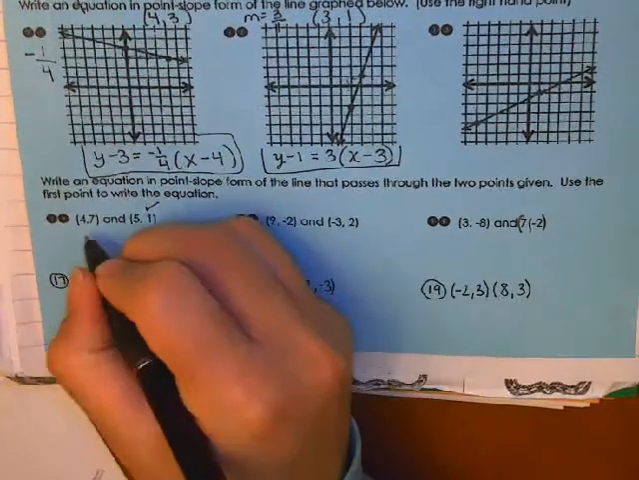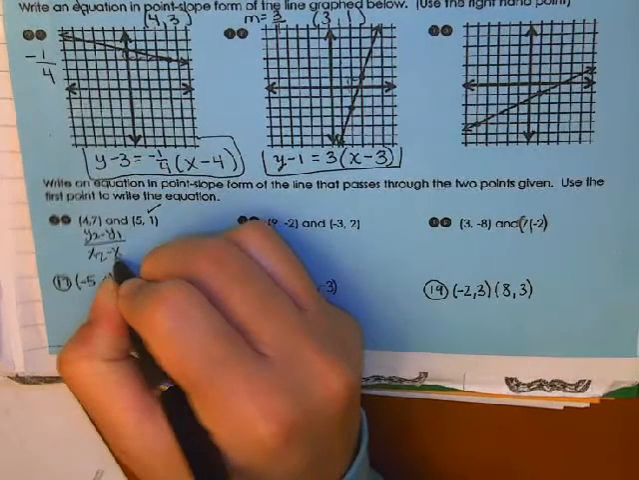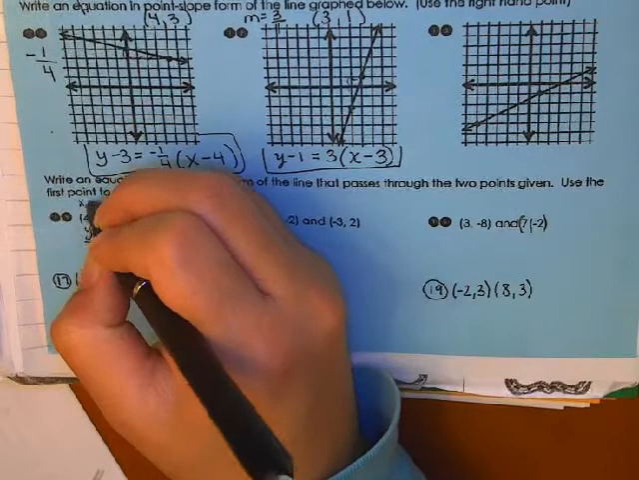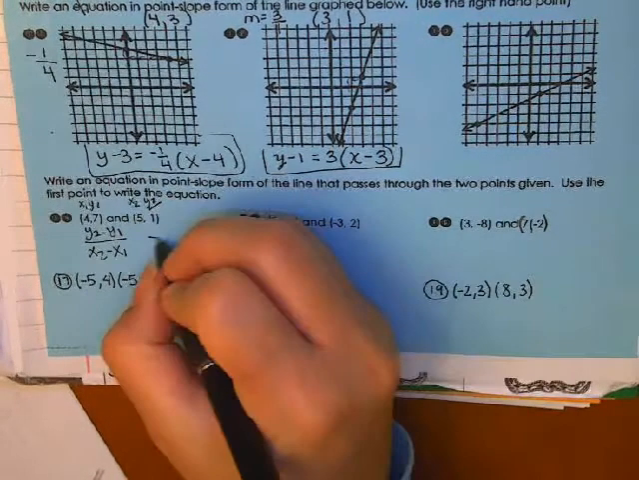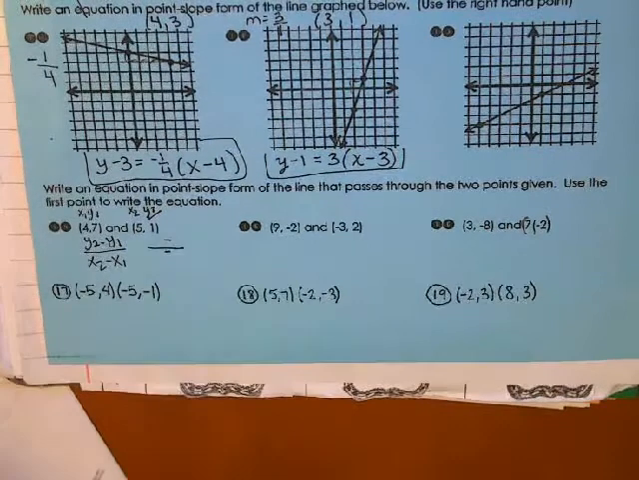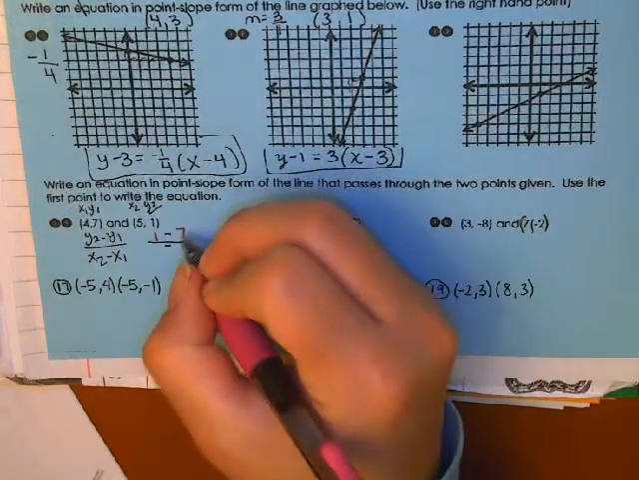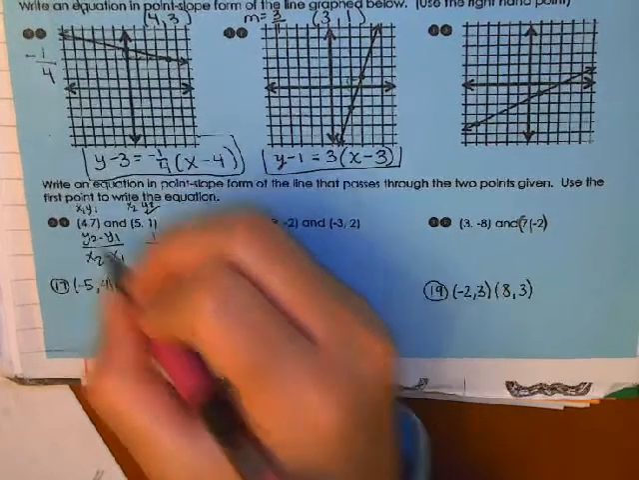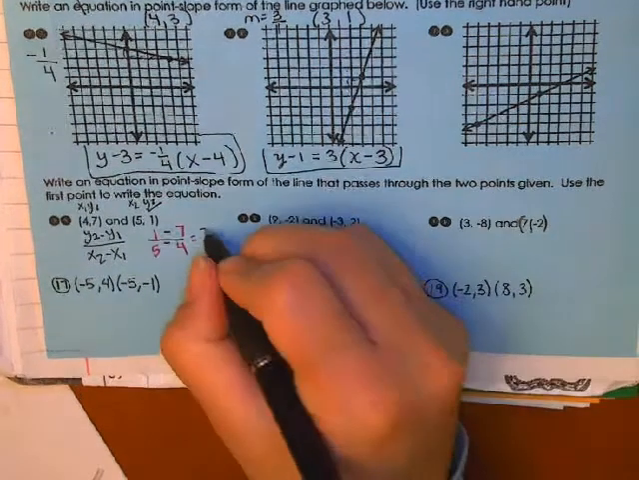But now I need my slope. How do I find slope between 2 points? I do y2 minus y1 over x2 minus x1. Remember, this is x1, y1, and then the second point is x2, y2. So plug in the numbers where they belong. y2 is a 1, y1 is a 7, x2 is a 5, x1 is a 4.